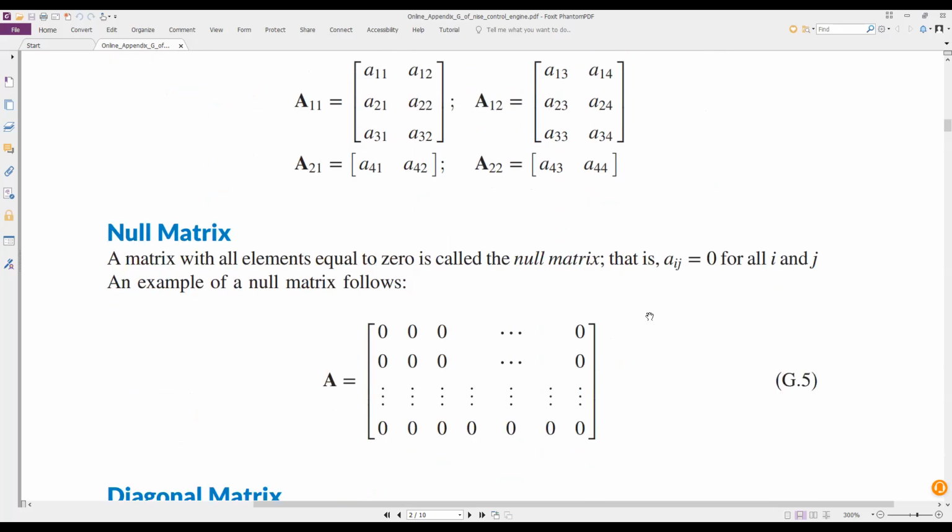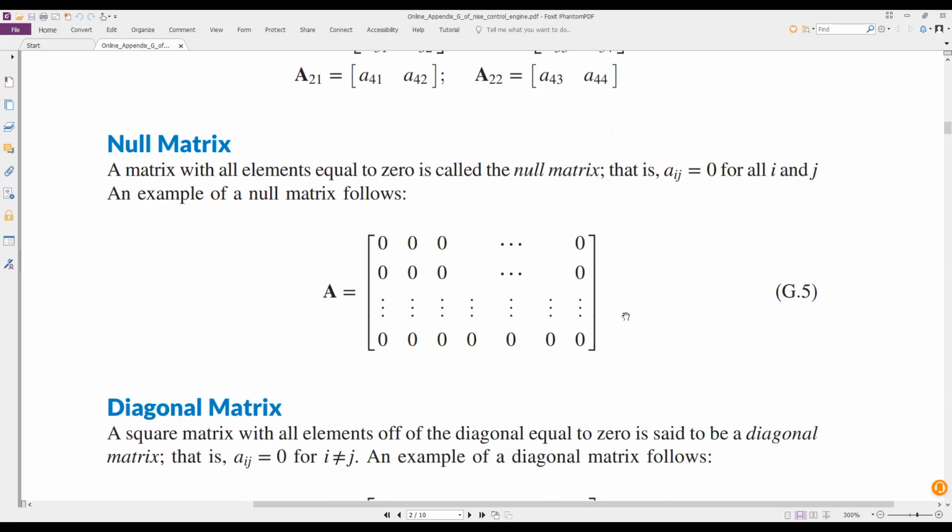Null matrix: a matrix with all elements equal to 0 is called a null matrix. Aij is equal to 0 for all i and j. An example of a null matrix is as follows. This is a null matrix.